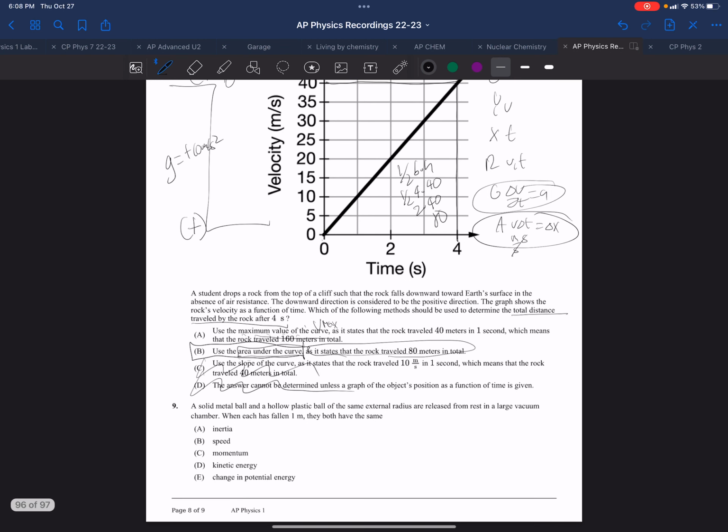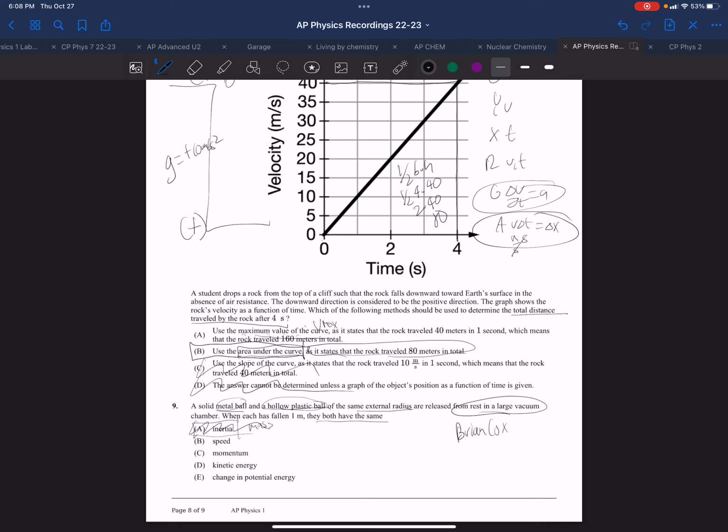Number 9. So we've got a solid metal and a hollow plastic ball in a large vacuum chamber. Aha, so this is Brian Cox's video, just like we watched. After each has fallen 1 meter, they both have the same inertia. Well, inertia we know is related to the mass. Same external radius, but if one is made of plastic and hollow and the other is metal, they will not have the same mass, so no, they will not have the same inertia.